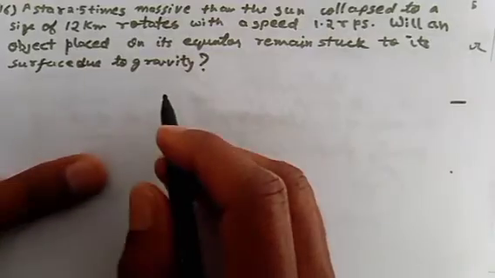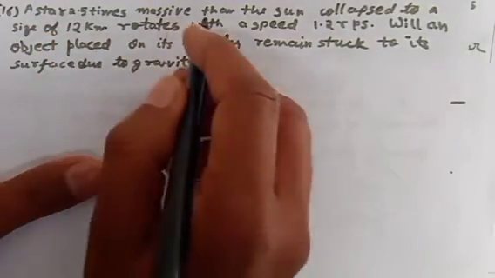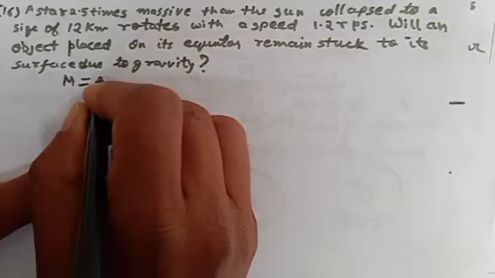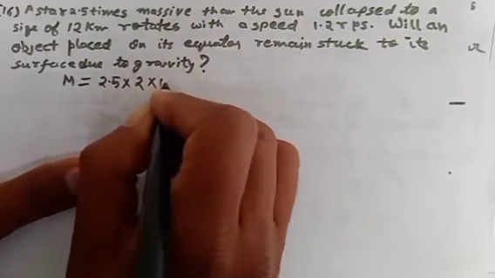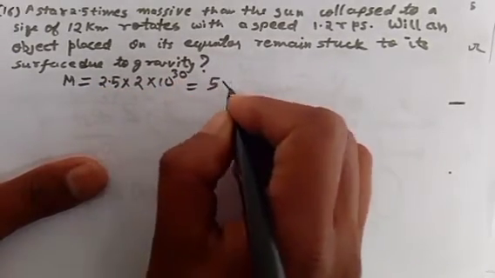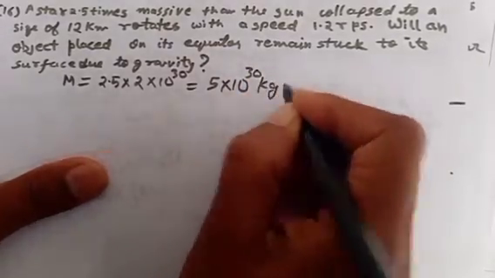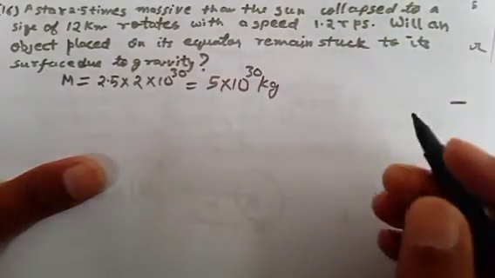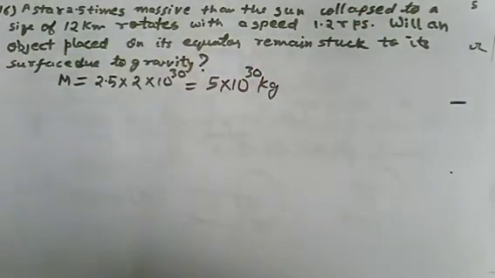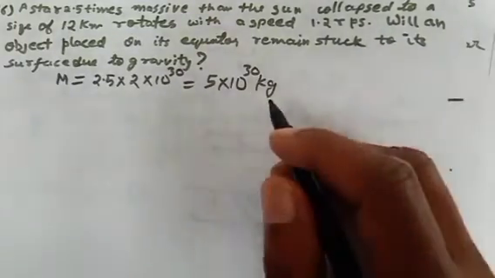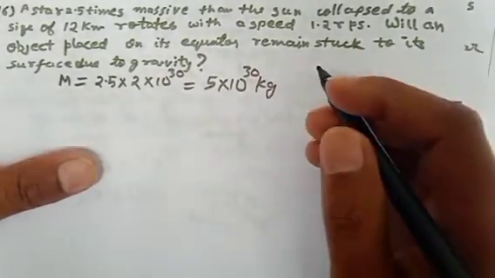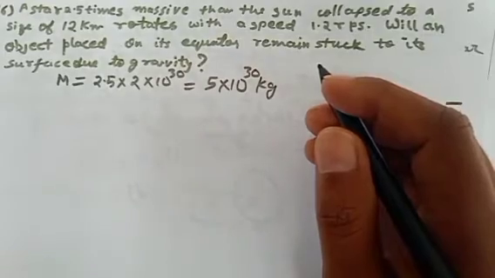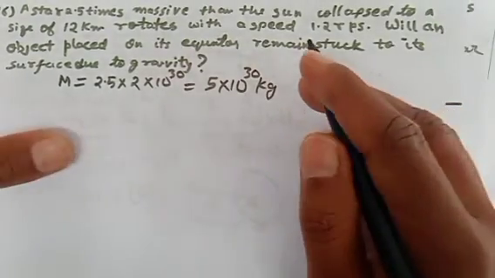So another amazing type of question. A star 2.5 times more massive than the sun. It means mass is equal to 2.5 times the mass of the sun, 2 into 10 to the power 30. So it is 5 into 10 to the power 30 kg. Collapse to a size. Okay, such an event also happens in space when a star gets contracted to form a white dwarf, or actually red giant and then white dwarf, or neutron star, or black hole. These are different stages for different types of stars. Anyway, right now it is not in our discussion.